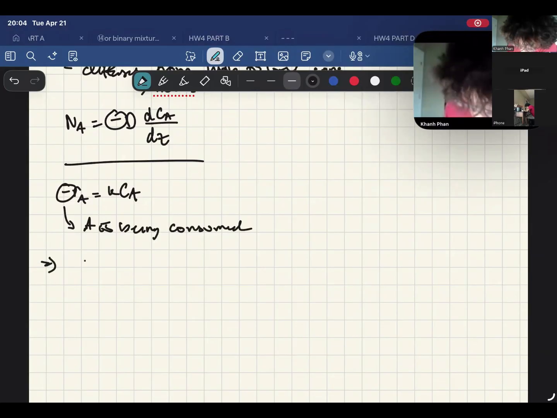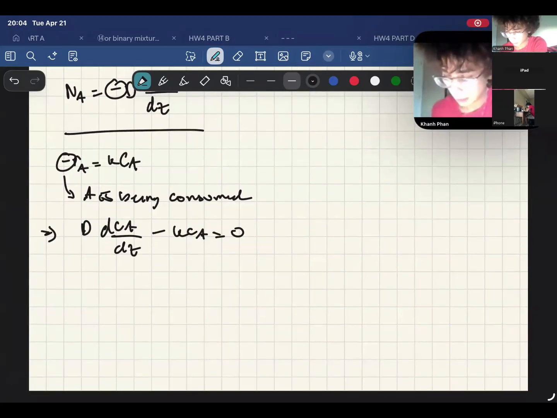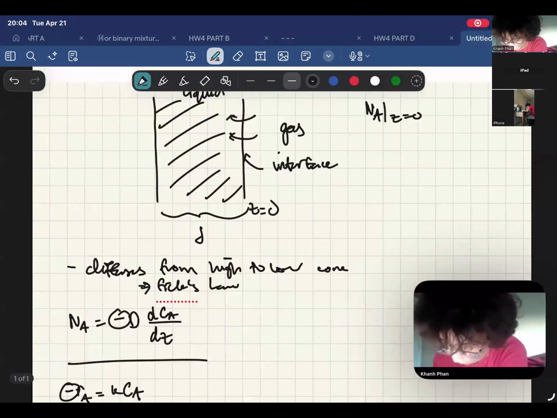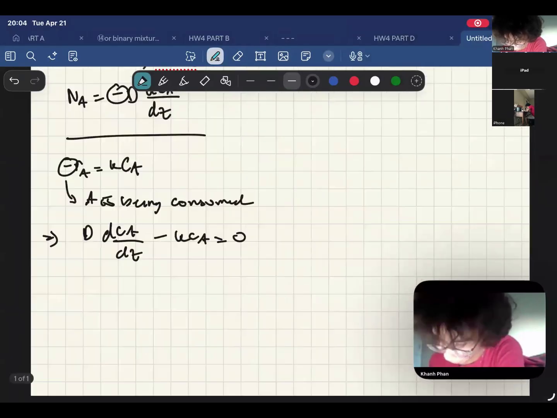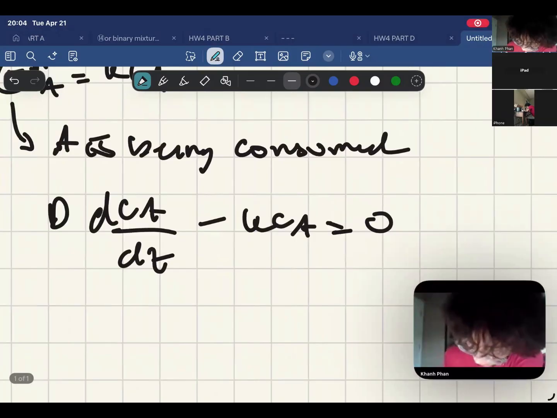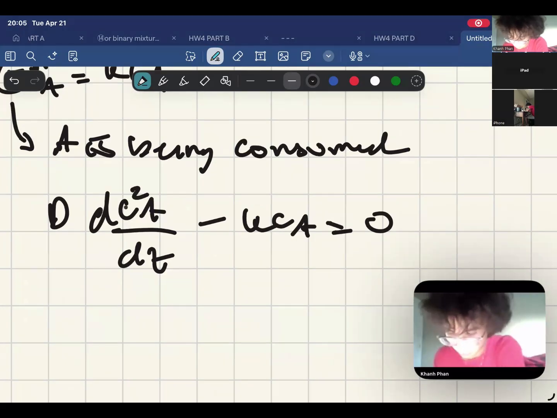Therefore we have the balance equation: D dCA over dz minus kCA equal to zero. And that's our balance equation. I'm sorry guys, I made a mistake here. When we do the balance equation, the flux is supposed to be in second derivative, so we have D d squared CA over dz squared.